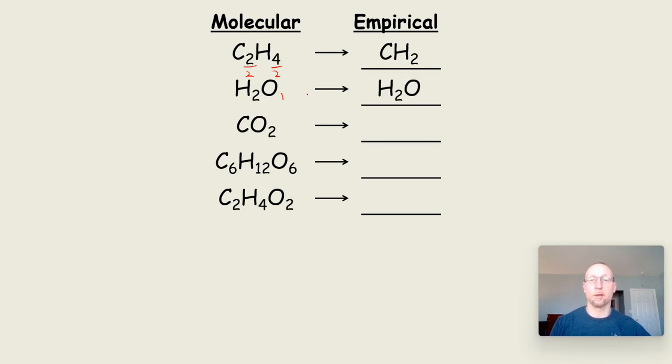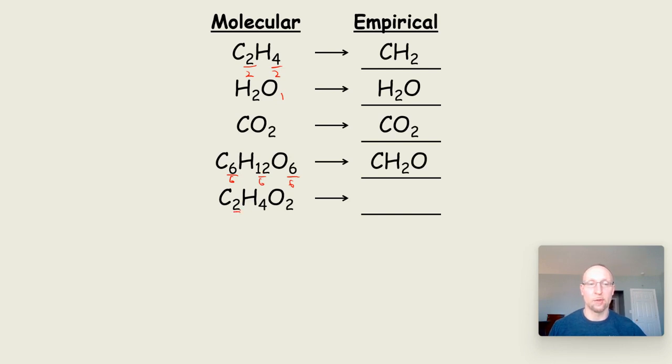So sometimes the molecular formula is already as simple as it gets. So then in that case, the molecular and the empirical are going to be the same, just like the next one, CO2. Now in the next one, C6H12O6, 6, 12, and 6 are all divisible by 6. So when we reduce that, we get 1 to 2 to 1, right?